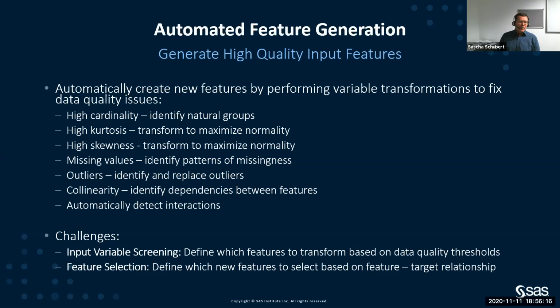And obviously, as I already said, the challenge here really is the input variable screening, to define which features I should transform based on data quality thresholds, based on collinearity, based on statistical parameters that don't fit my model prerequisites and model constraints. And then feature selection: define which new features I should select based on the feature-target relationship.